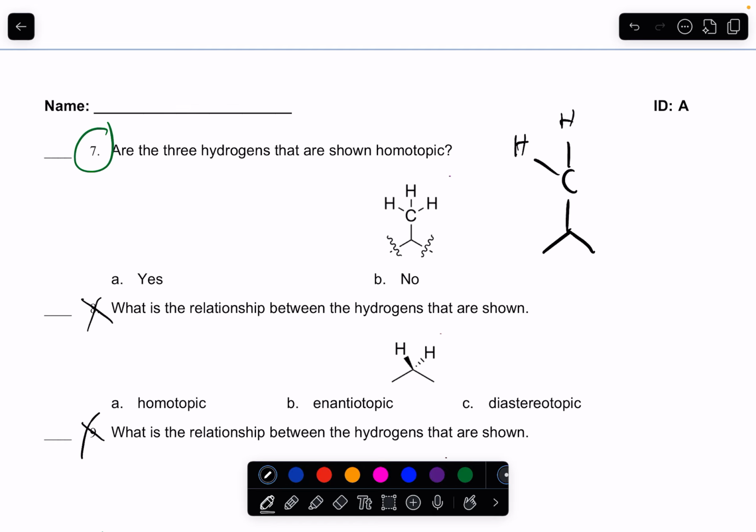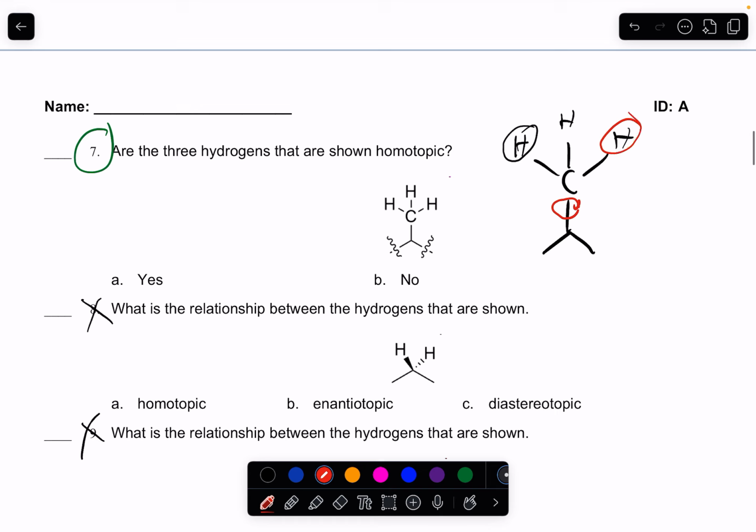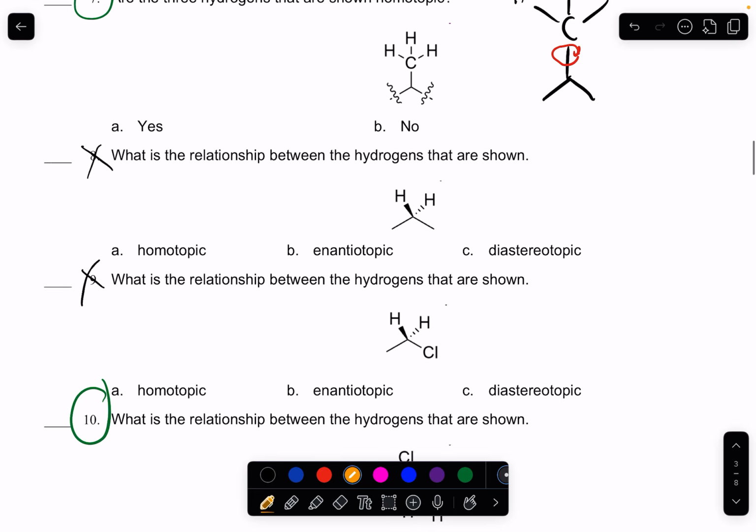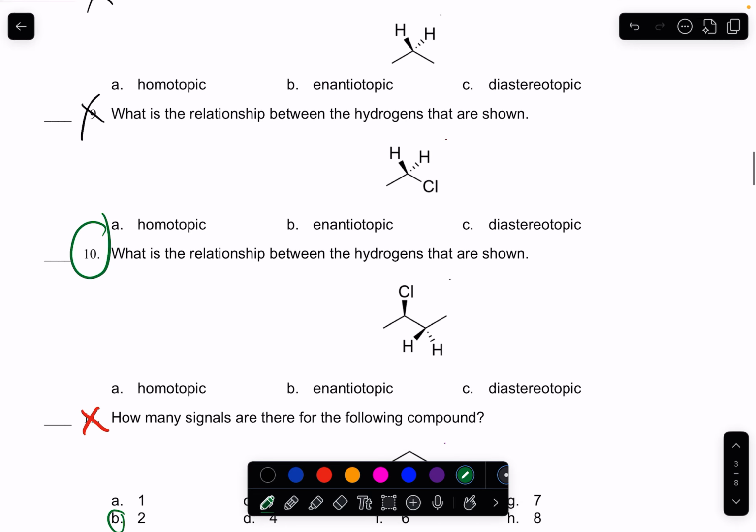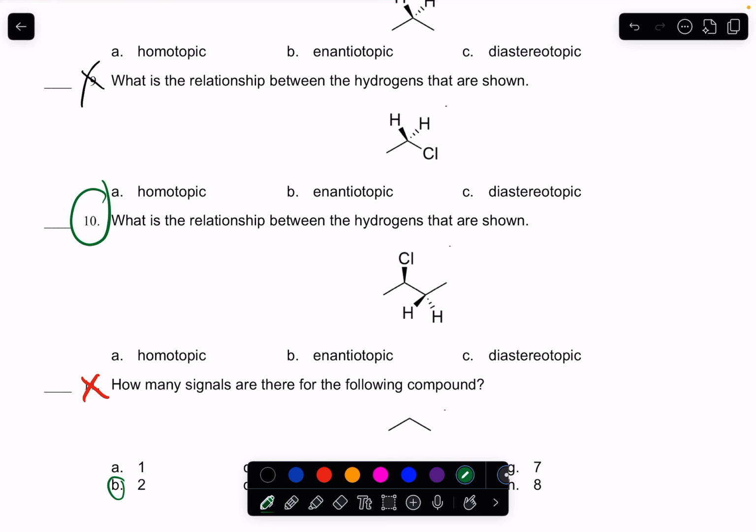That's cool. But it is correct because this sigma bond has free bond rotation all throughout the bond, and so as the carbon is spinning, will I be able to point out this hydrogen from this hydrogen from this hydrogen? No, they all look the same. And that goes with the general rule that all methyls will be homotopic. And so, yes. What is the relationship between the hydrogens that are shown below?